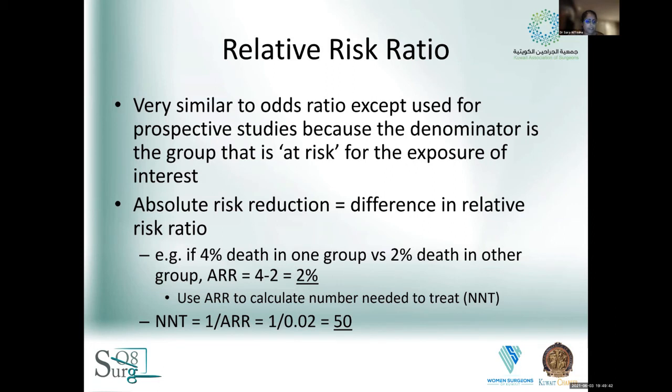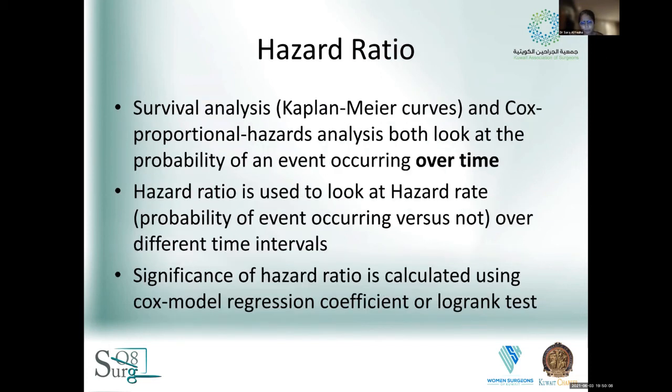It's nice to have that figure because you use it to calculate the number needed to treat. So the number needed to treat is 1 over your absolute risk reduction, or 100 divided by the percentage. So in this case, it's 1 over 0.02, which means 50. That means you need to treat 50 patients to see a meaningful clinical difference. Okay, that's all I'm going to say about relative risk ratio.